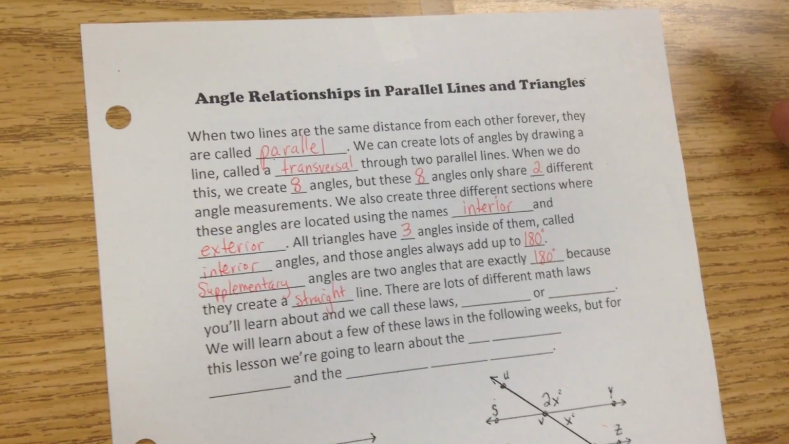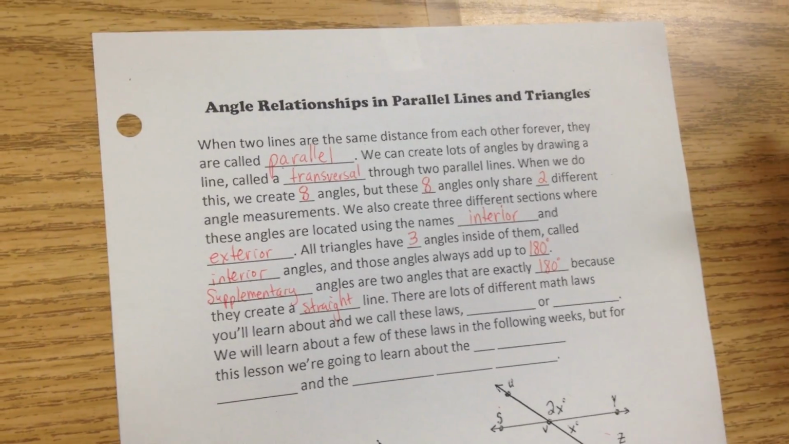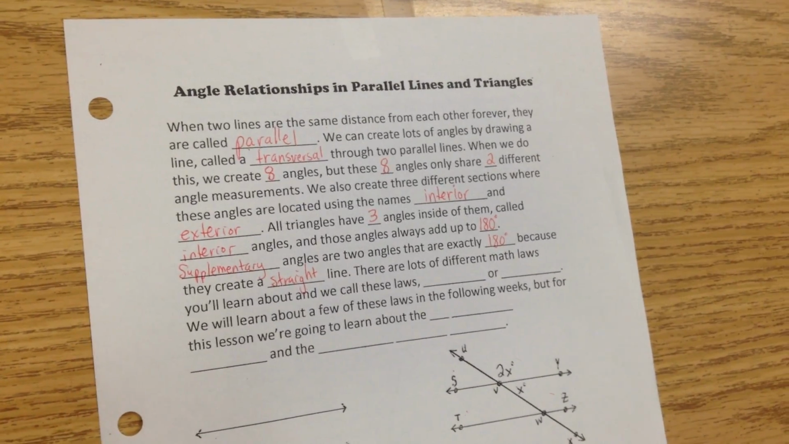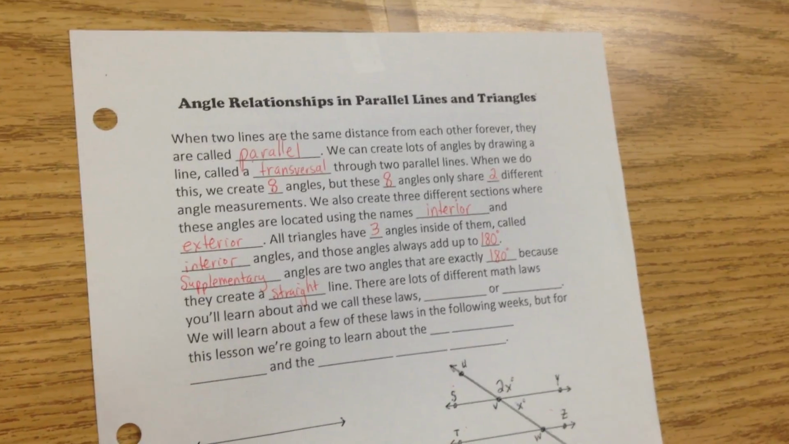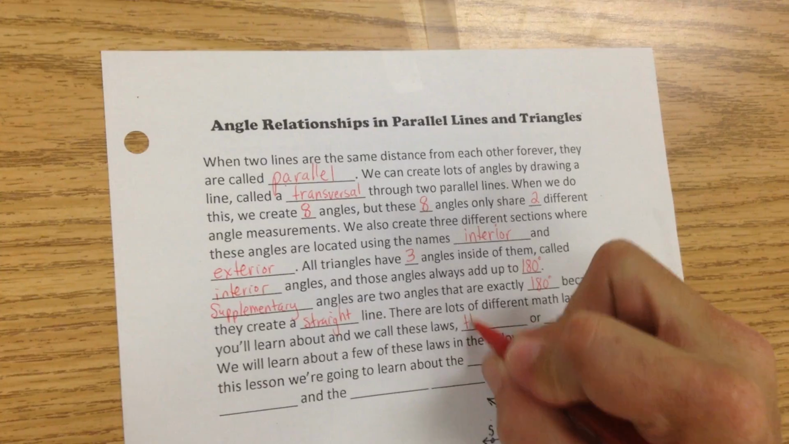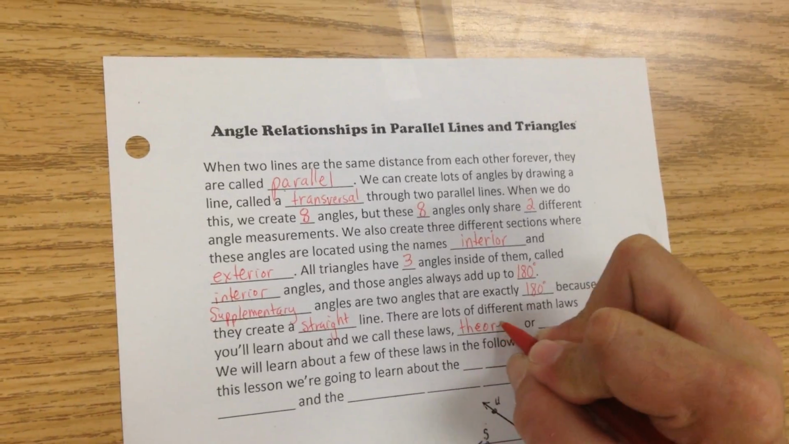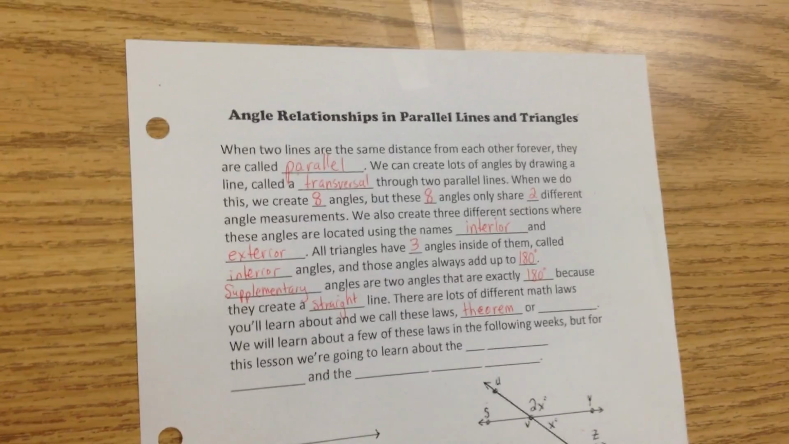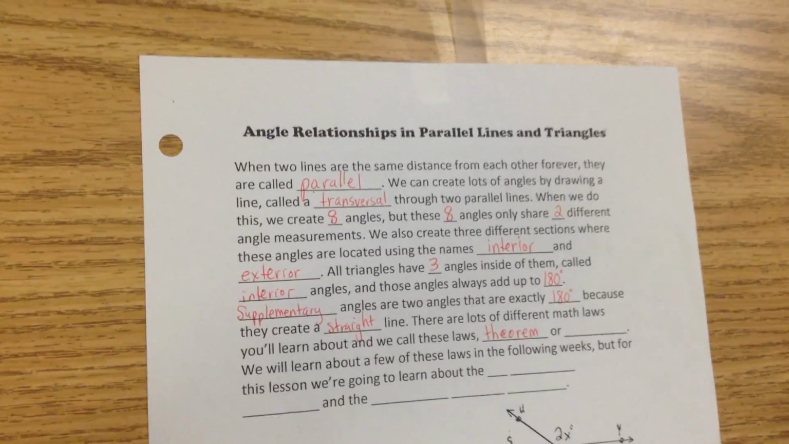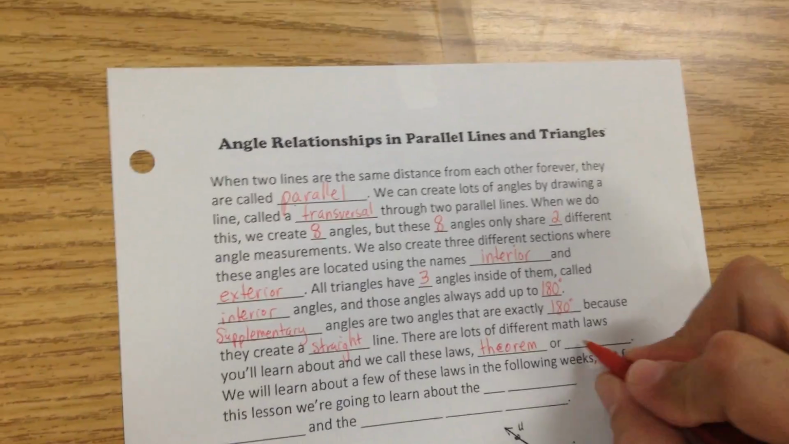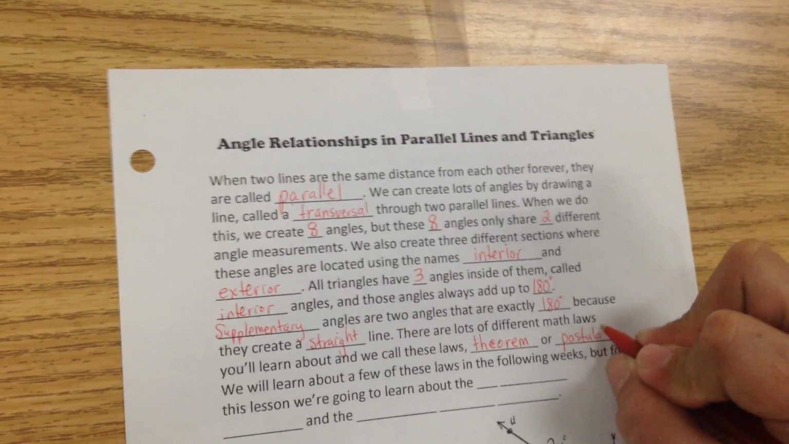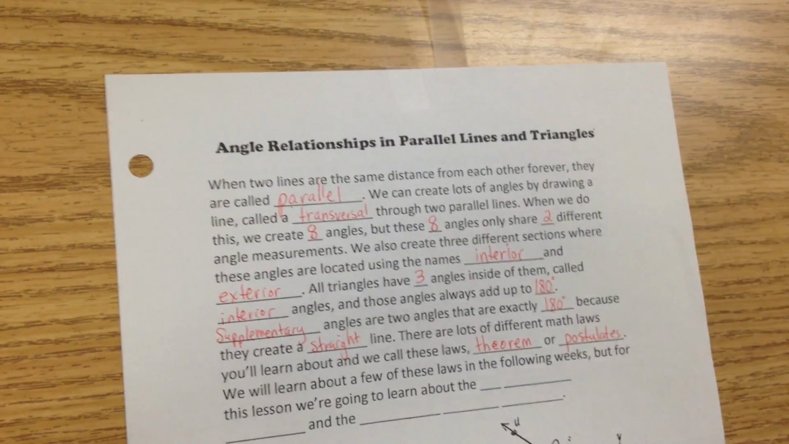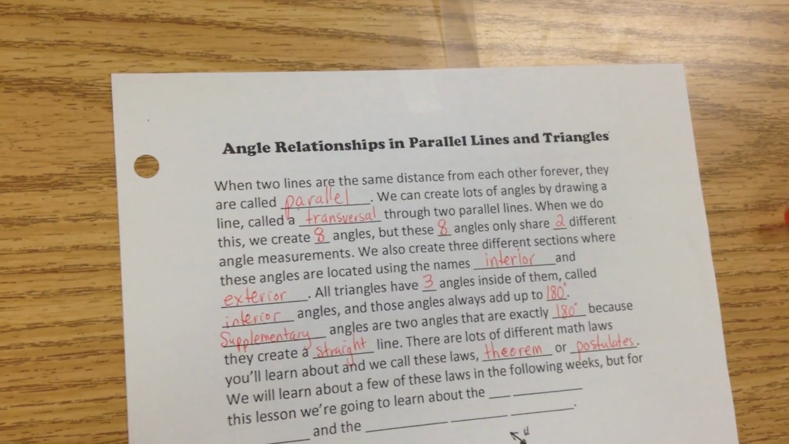Now, there's lots of different rules in math, and we're going to learn about a couple of these today. We call these different rules theorems, T-H-E-O-R-E-M. You may remember from last year, hopefully you remember, what was called the Pythagorean theorem. That's just kind of like a math rule. And sometimes they call these things postulates, P-O-S-T-U-L-A-T-E-S. They're just math rules that prove things that we can work with through math, okay?